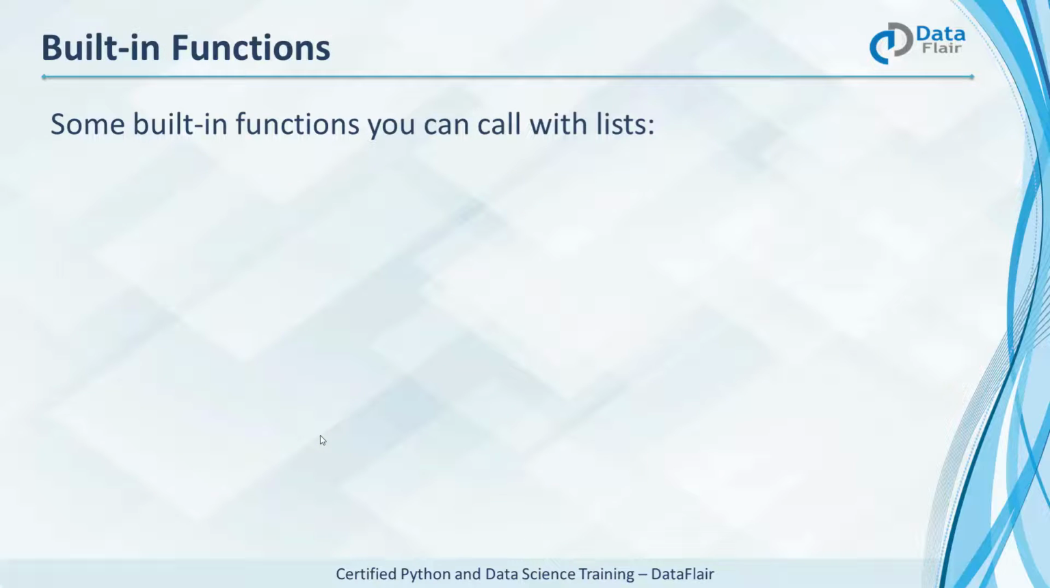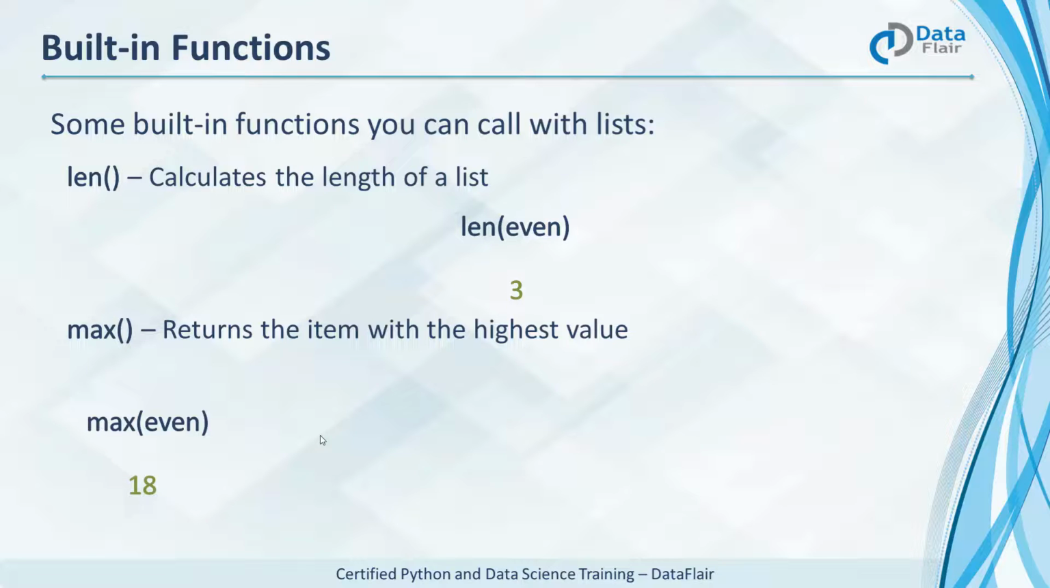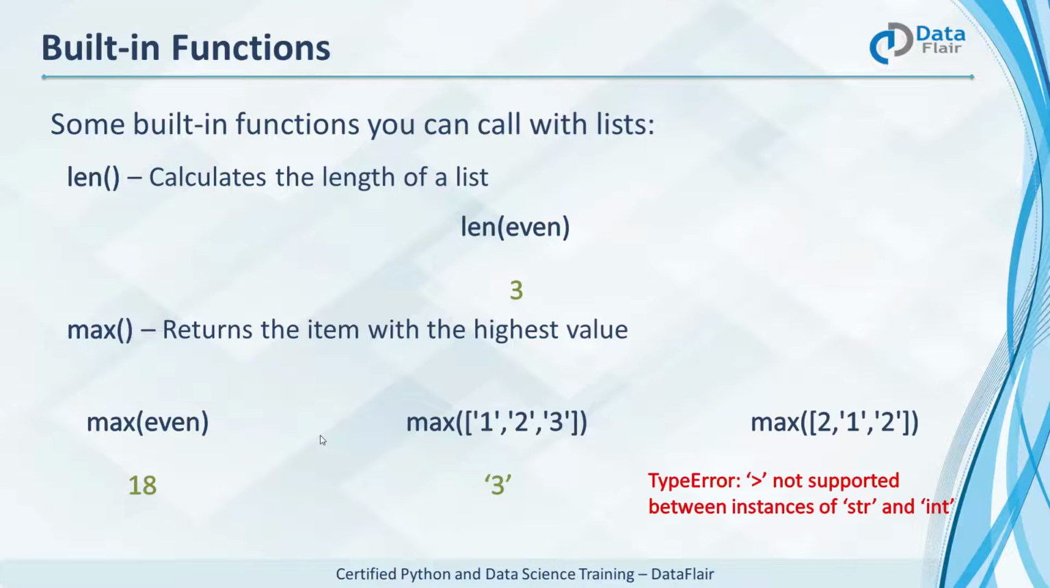Finally, let's discuss some built-in functions and methods on lists. Len calculates how long a list is. Even is 3 items long as it has the values 6, 12 and 18. Max returns the item with the greatest value. 18 was the greatest. Out of this list, the string 3 is the greatest. And this one is thrown off balance because it cannot compare integers to strings. That is like comparing apples to oranges.